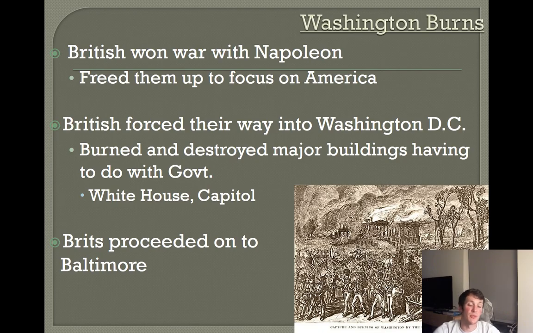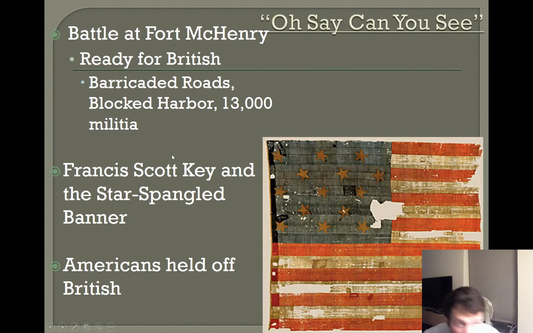The British are going to proceed on to Baltimore, which is just a bit north, as you guys should know. So we're getting really close to the end here, guys. You're going to have this Battle of Fort McHenry in Baltimore, where the Americans are ready for the British. They're going to barricade the roads. They're going to block the harbor. You're going to have a relatively substantial army waiting for them, right? And the Americans are going to hold off the British in Baltimore.